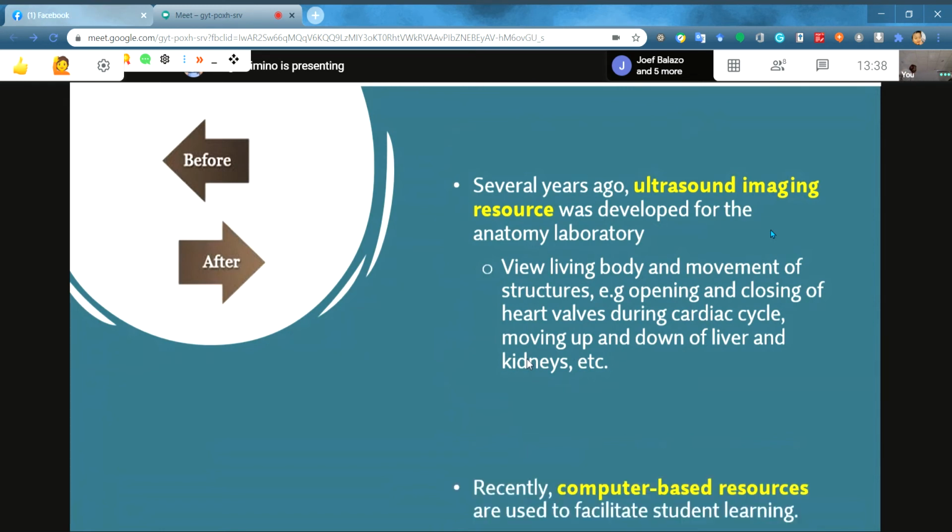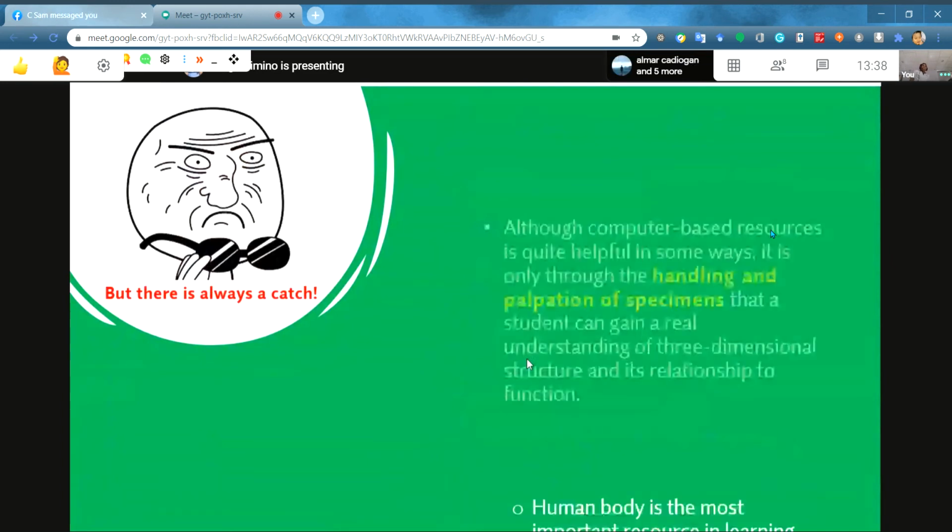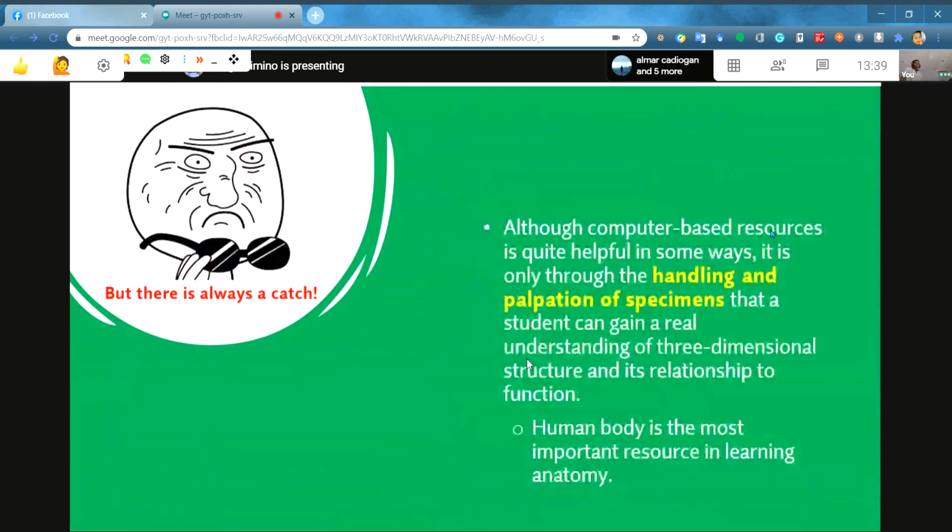Okay, so recently, computer-based learning resources kay gi-introduce, especially karon nga situation wherein online learning na ta, so kailangan nato mo-adapt jud ani nga kind of situation. So it is used also to facilitate student learning. But there's always a catch sa paggamit nato sa computer-based learning resources.